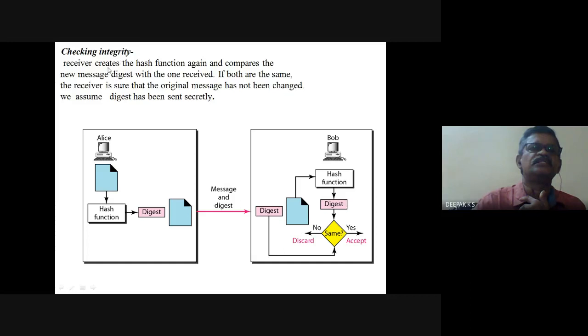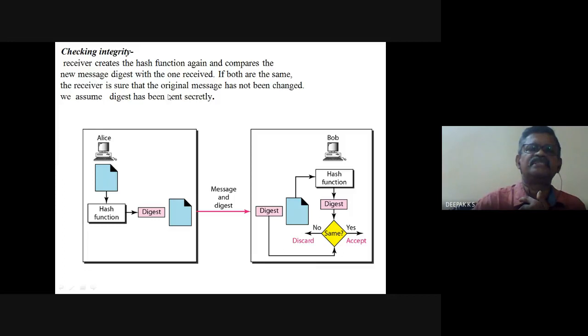Actually you need to ensure that the data is correct. That is message integrity. Now the receiver creates the hash again. Whatever is sent, the receiver has a method to create the hash and compare the new message digest with the one received. It is already receiving a digest here and it can generate this digest and check whether both are the same and discard or accept. So if both are the same, the receiver is sure that the original message has not been changed.